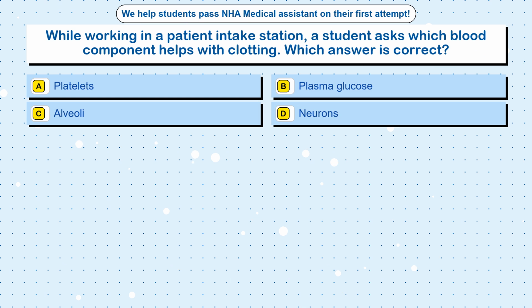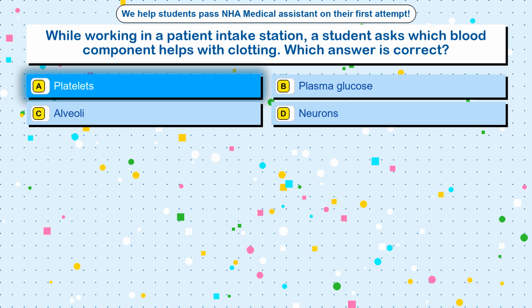Question 12. While working in a patient intake station, a student asks which blood component helps with clotting. Which answer is correct? Option A. Platelets. Option B. Plasma glucose. Option C. Alveoli. Option D. Neurons. The correct answer is option A.